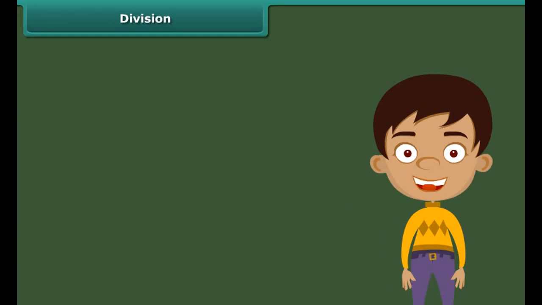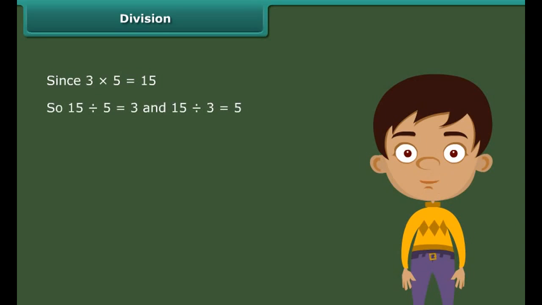We know that division is the inverse operation of multiplication. Since 3 into 5 is equal to 15, so 15 divided by 5 is equal to 3, and 15 divided by 3 is equal to 5.